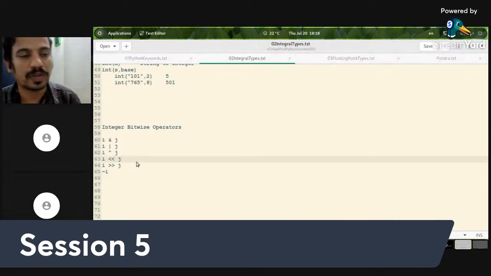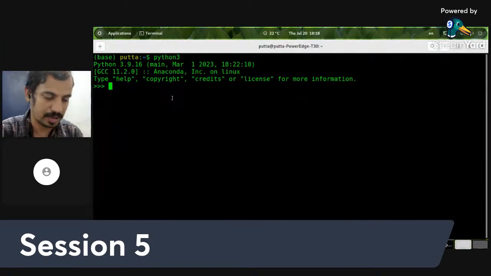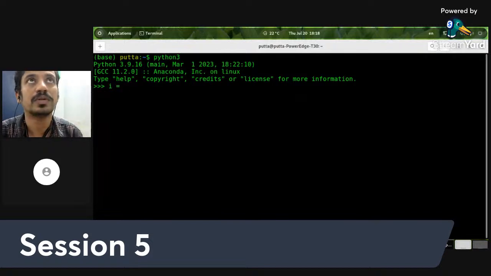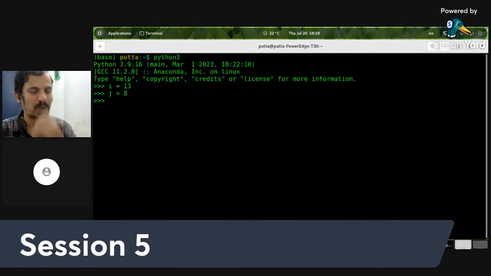Okay, so I'll be doing it here. Let me take some values. I is equal to, let me restrict to 4-digit numbers. Let's say I is 13. Then j is equal to, let's say, 8.